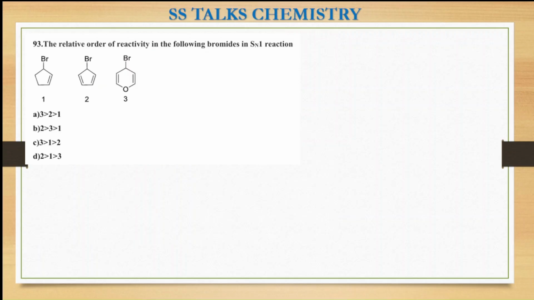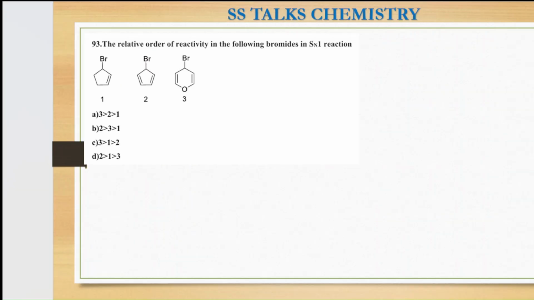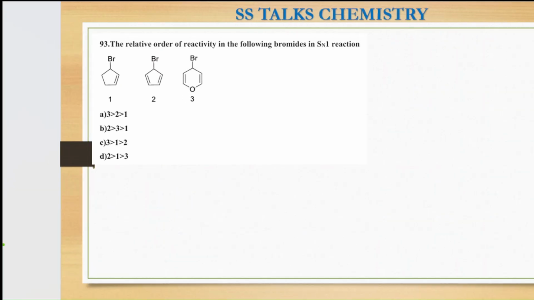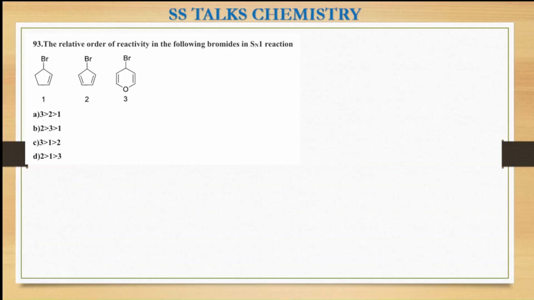We have this one. It says we have to predict the relative order of reactivity of the following bromides in the SN1 reaction. So again, the stability of the carbocations you have to compare. You can see how many questions have been asked from the carbocation intermediate only.